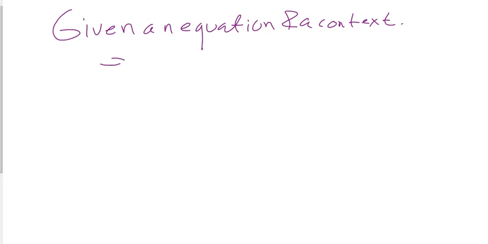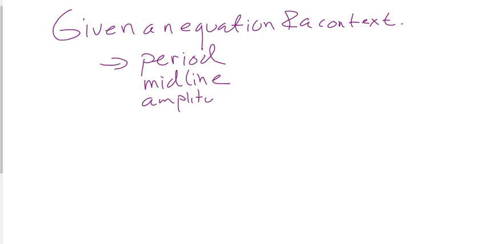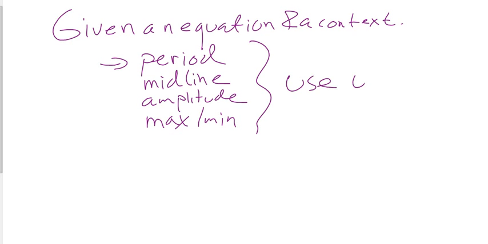So you should be able to figure out period, midline, amplitude, max and min. Use units. No units, half mark off every single time. So you want to lose 3 marks on the test, just don't put any units in. Good way to lose 3 marks. Okay? So if there's a context, it has to have units.